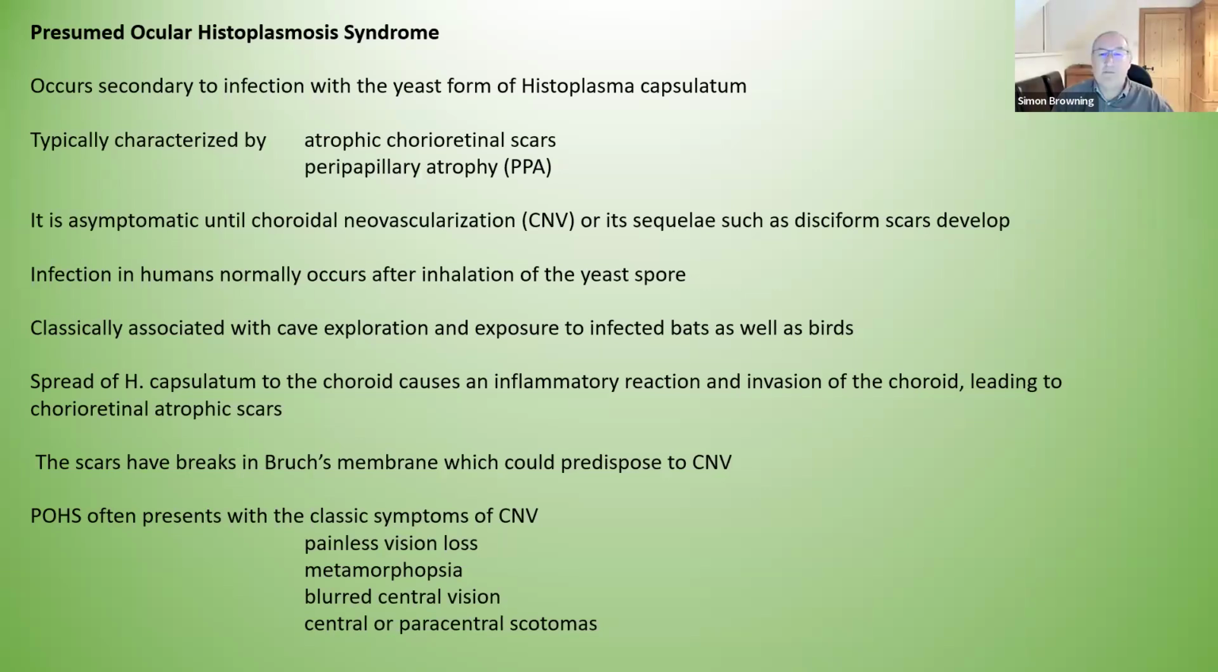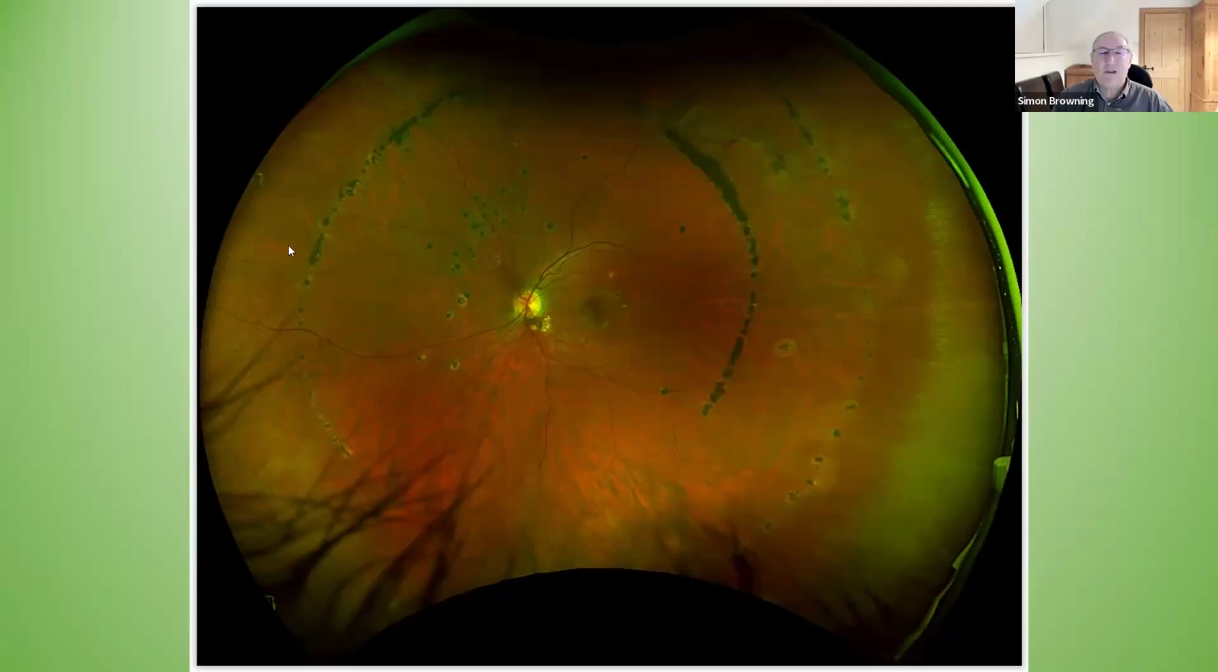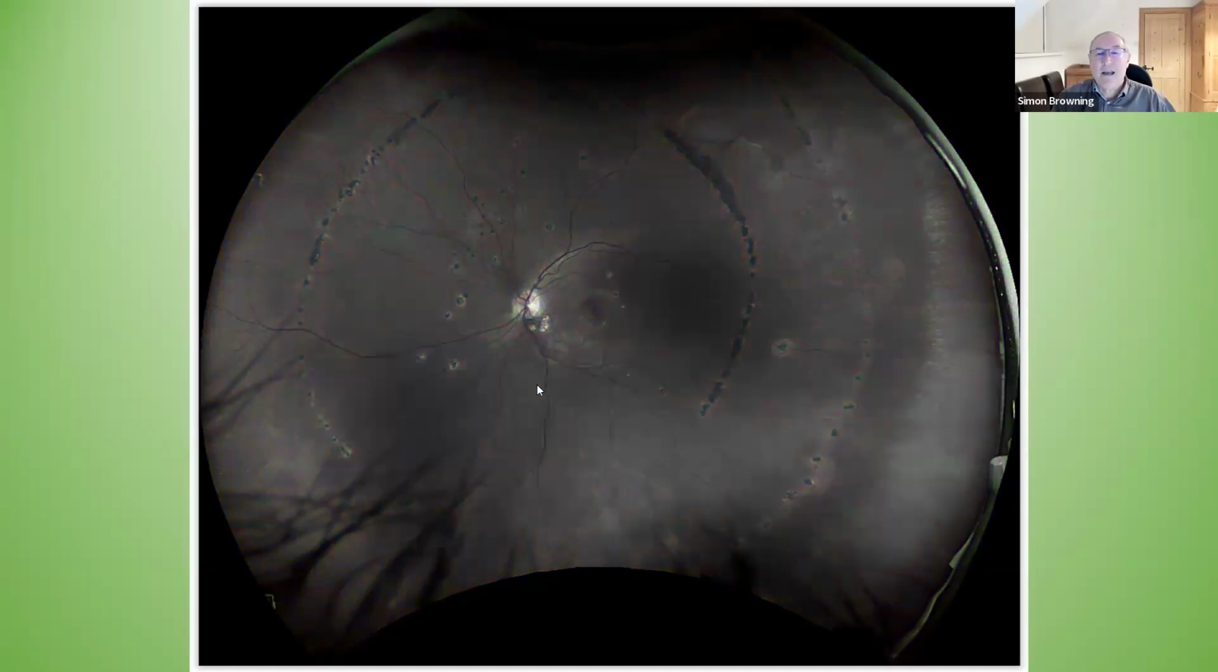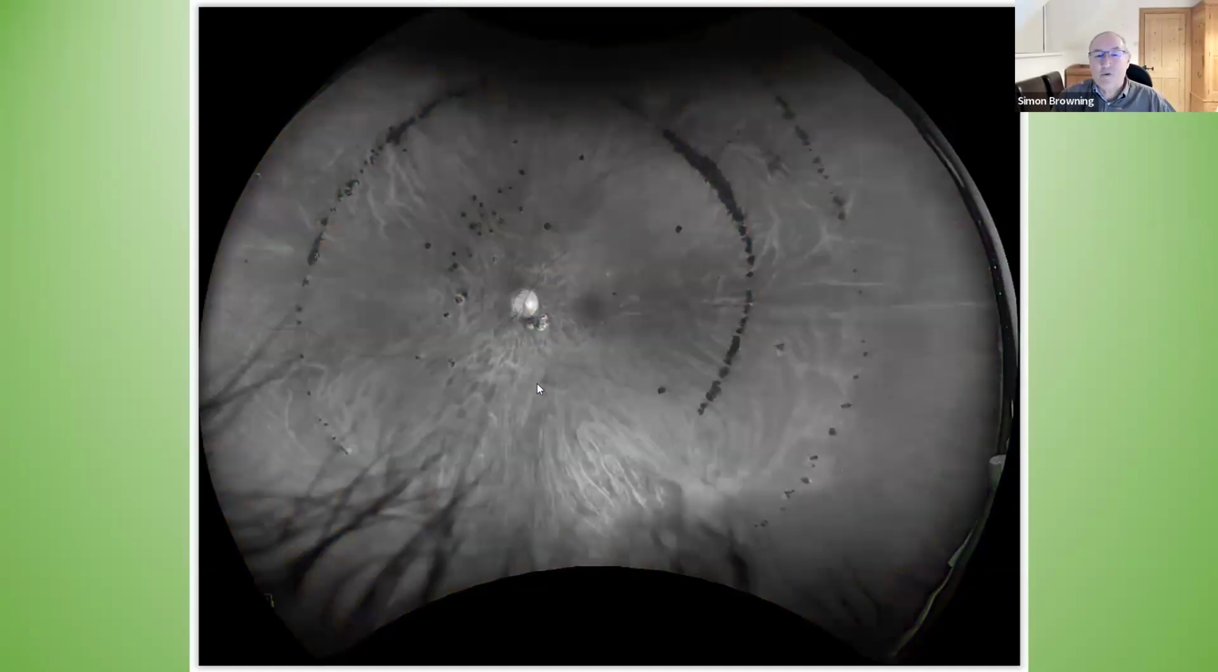But often these patients will complain of blurred vision, and you see these characteristic signs of change within the retina here. So again, you've got multifocal spots within the retina, and you've got these more classic arcs of lesions here. Again, the pigmentation shows at all levels on the retina.